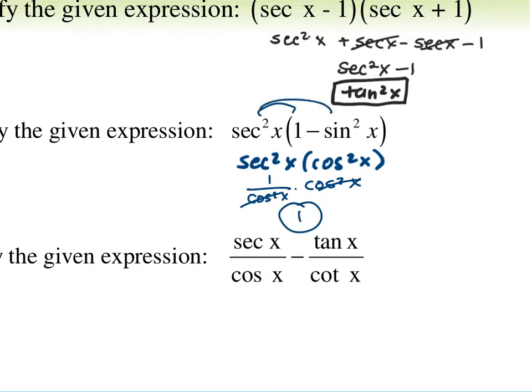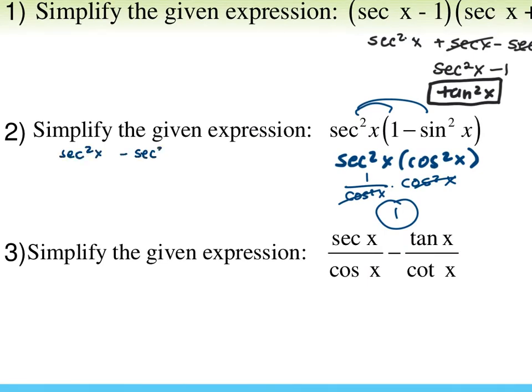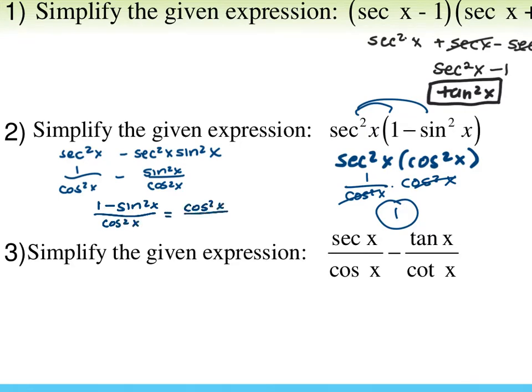If you had distributed that in, it gets a little bit more complicated, but you'd have secant squared x minus secant squared x times sine squared x. You can make that 1 over cosine squared x minus sine squared x over cosine squared x. Combine them into one, I get 1 minus sine squared x over cosine squared x. 1 minus sine squared is cosine squared, and I still get 1. So you could do it either way. Obviously the one on the right is a little less complicated, but they're both right.